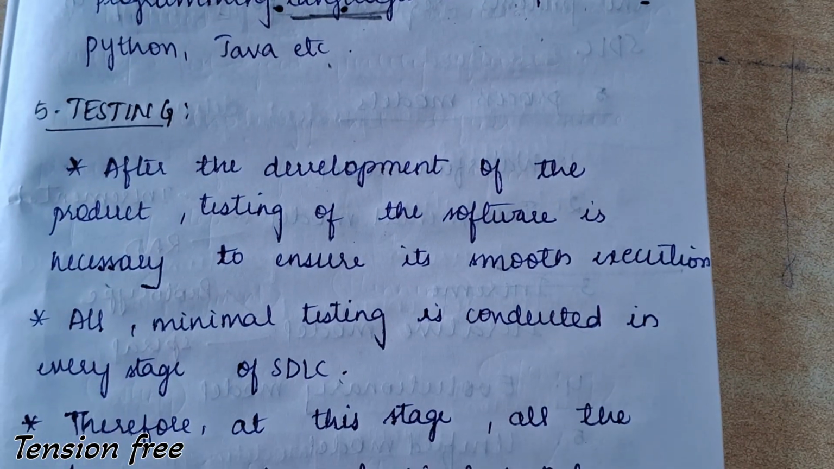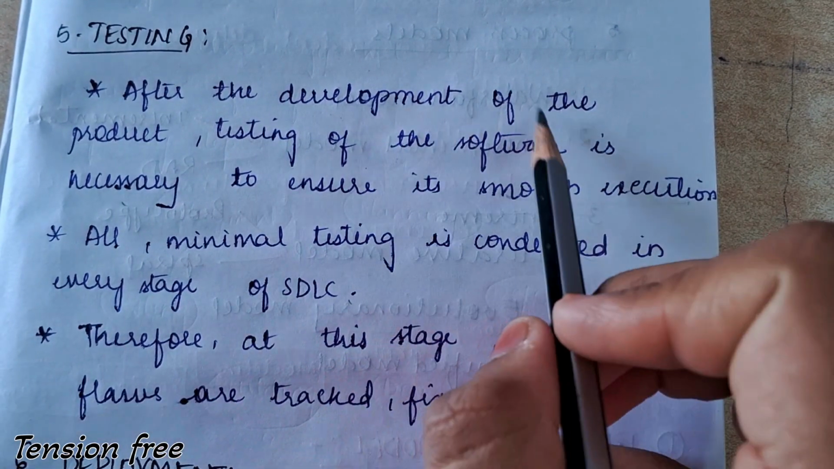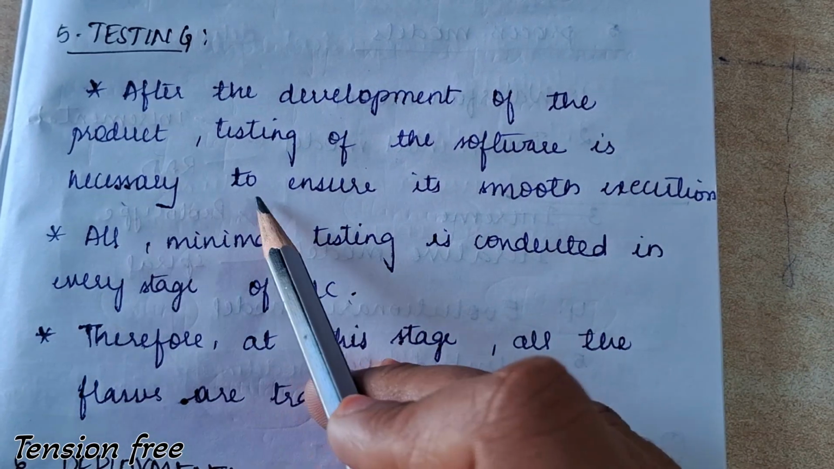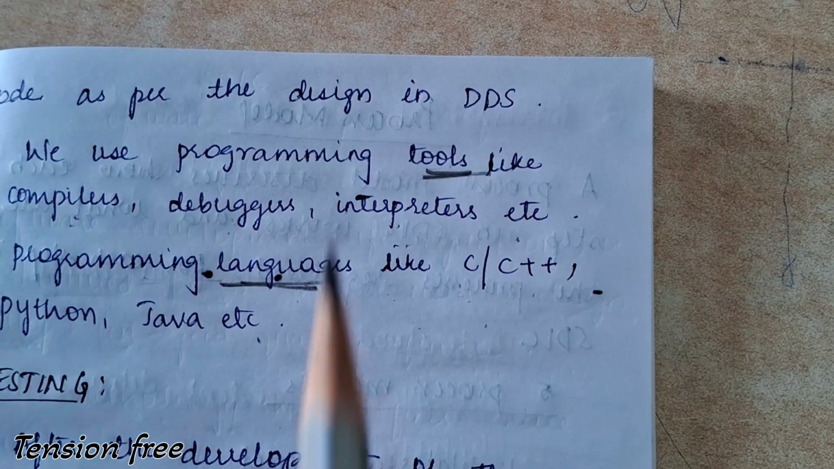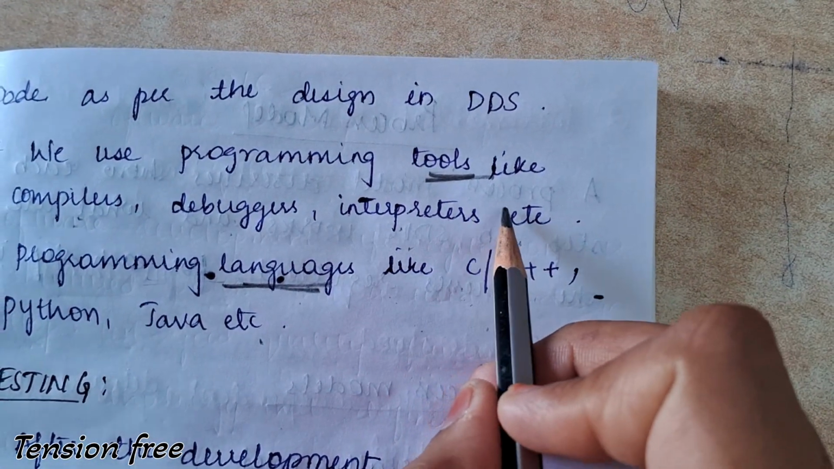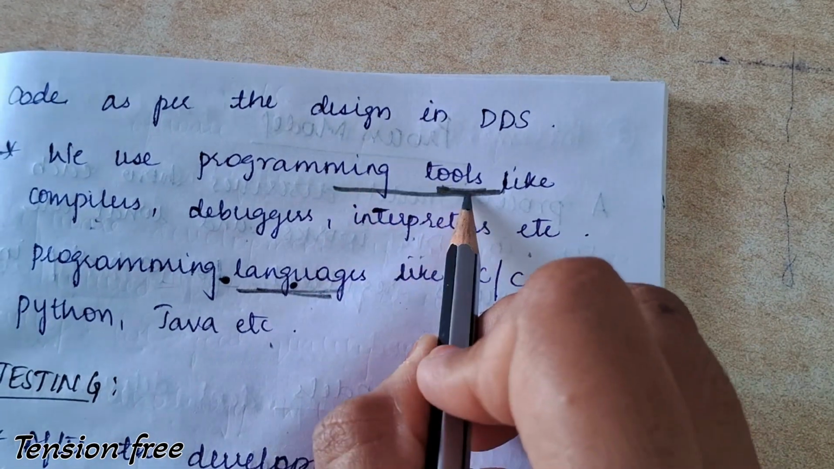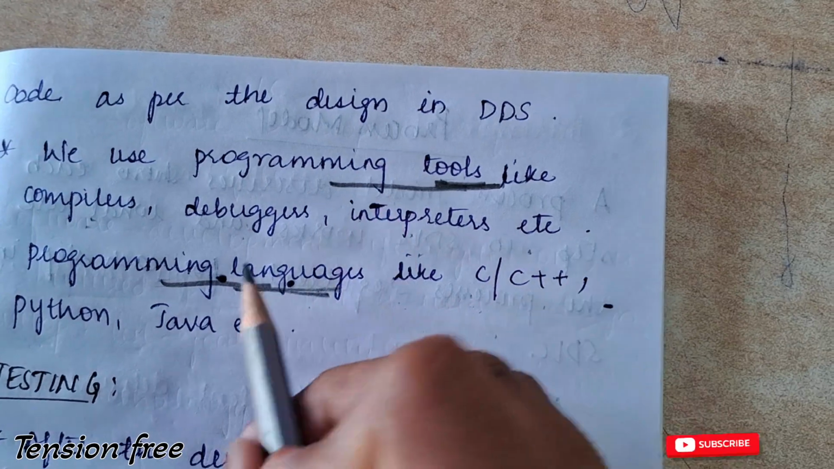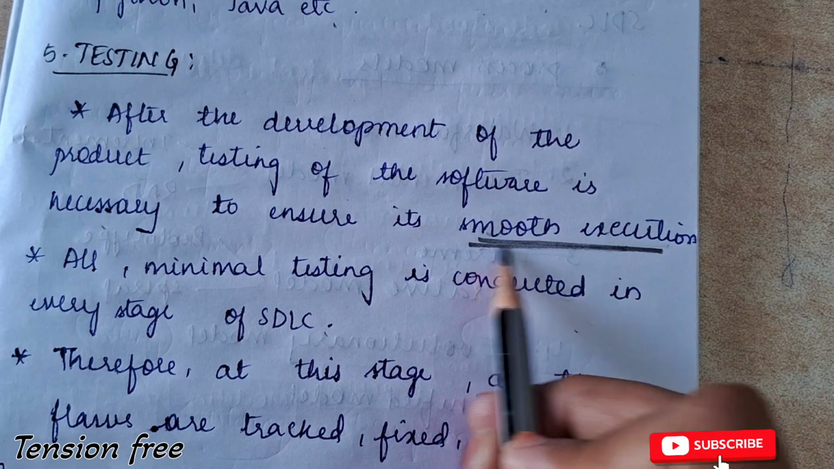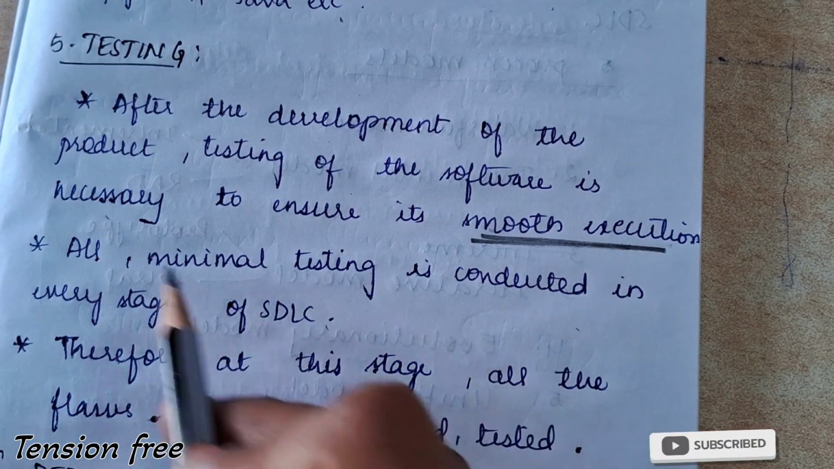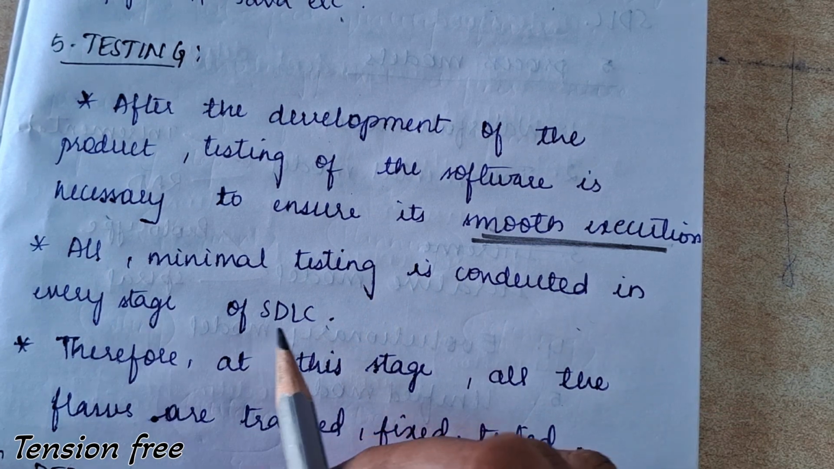Next, after developing, we need to test, where the errors will be rectified for smooth execution. So the next step is testing. After development of the product, testing of the software is necessary to ensure smooth execution. In the previous step, the main keywords you need to remember are tools and programming languages. In this stage you need to remember smooth execution. Minimal testing is conducted in every stage of SDLC.